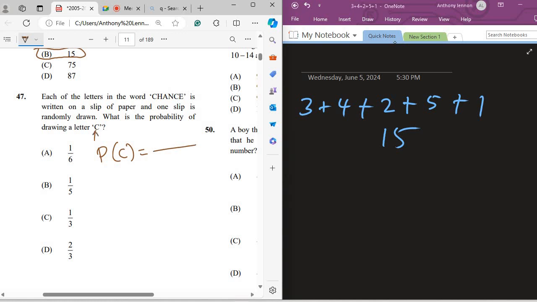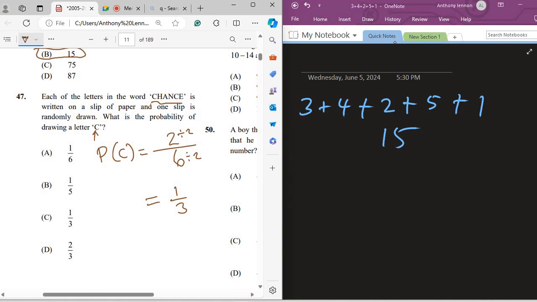All right, so drawing a C. How many C's do we have in the word chance? We have two C's, right? So that's going to be two. Two out of how many letters? Six letters. And then we have to simplify it. So when you're simplifying it, we're going to divide the top and bottom by the same number. So we divided 2 by 2 and 6 by 2. That gives us 1 over 3.